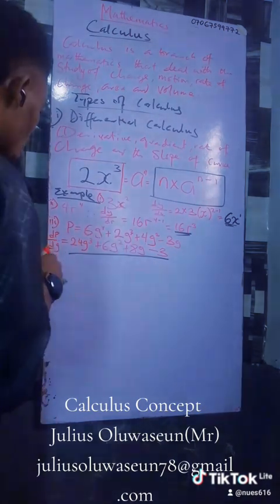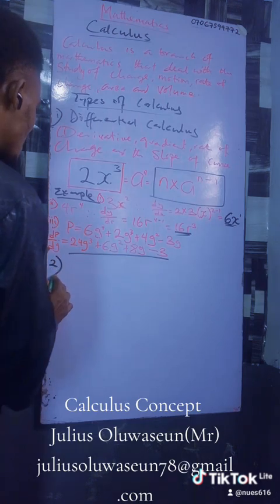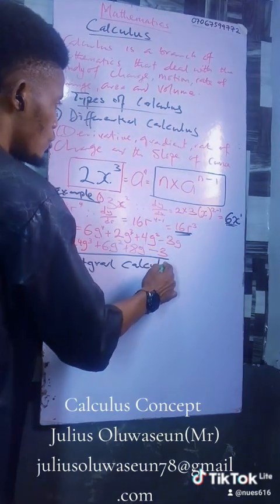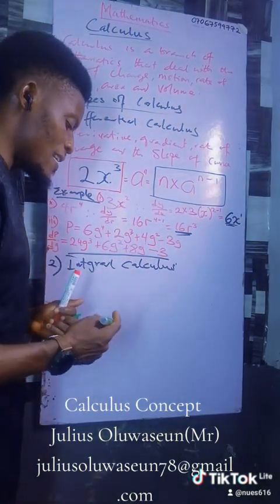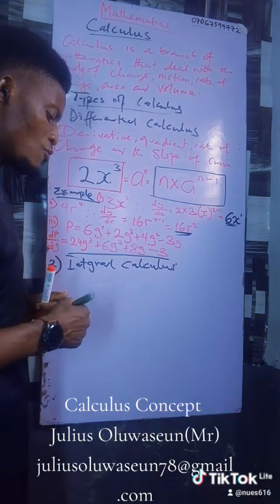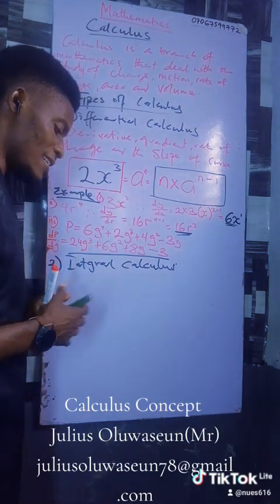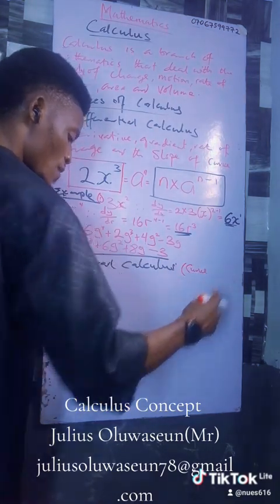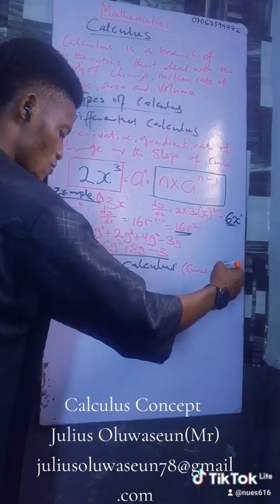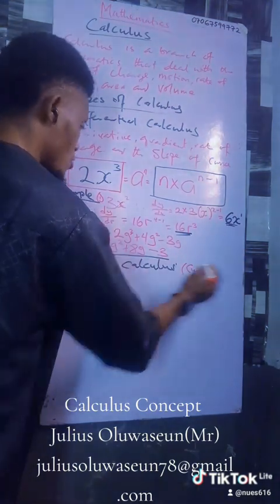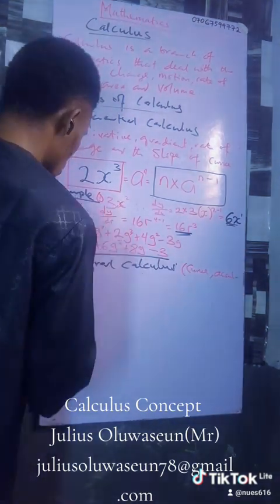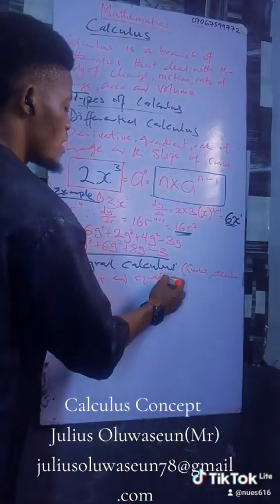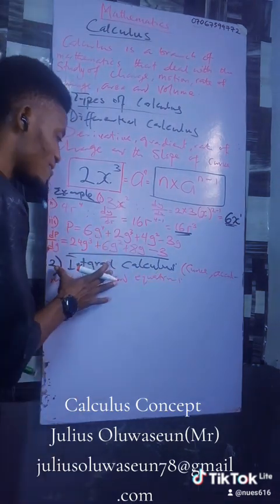We now proceed to type 2, which is integral calculus. Integral calculus is a branch of calculus that actually discusses curves. We have inclusions like curves, and then we also have accumulations and equations. All these are inclusions of our integral calculus.